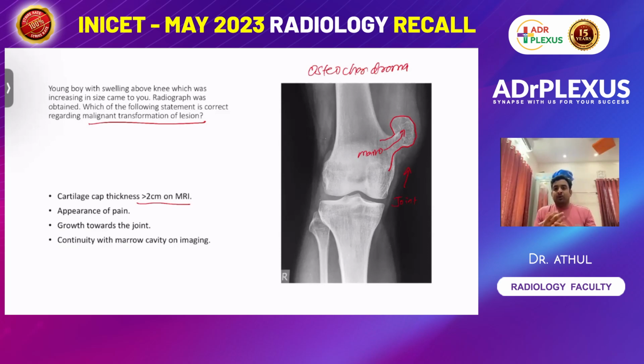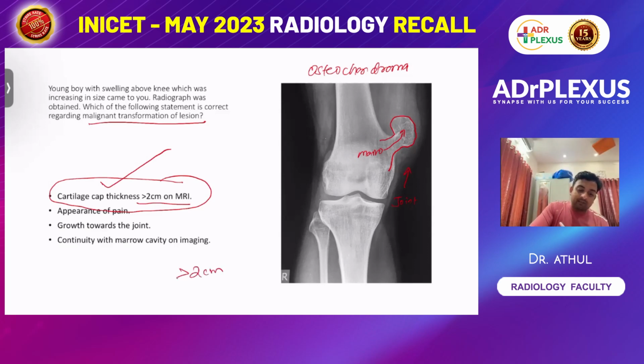The main important thing with osteochondroma is that it is prone to malignant transformation. Not always, but they can undergo malignant transformation. The most important indicator to identify malignant transformation is a cartilage cap thickness of more than 2 centimeters. Some literature says more than 1.5 centimeters, but more than 2 centimeters is absolutely correct. The cartilage cap can be visualized only in MRI. In X-ray, we will not be able to see any cartilage cap.